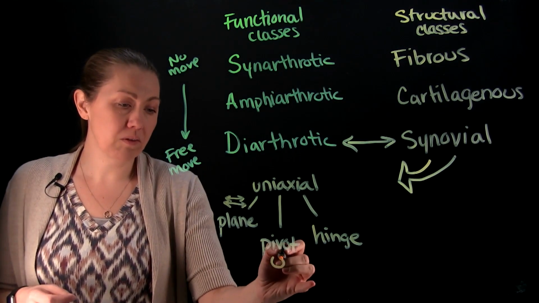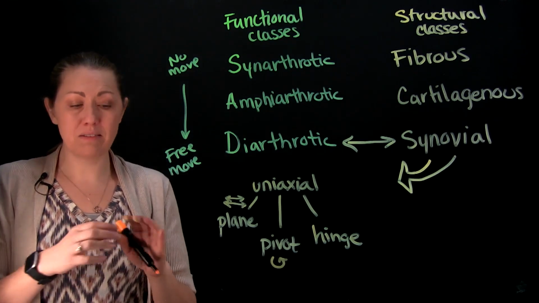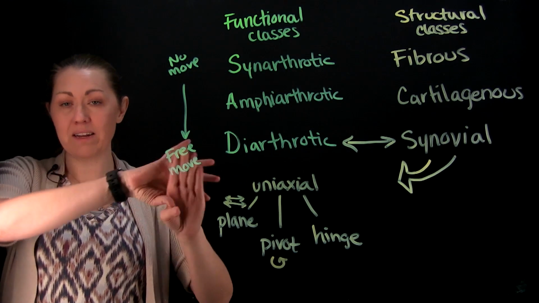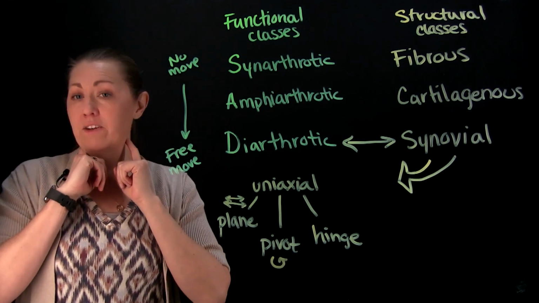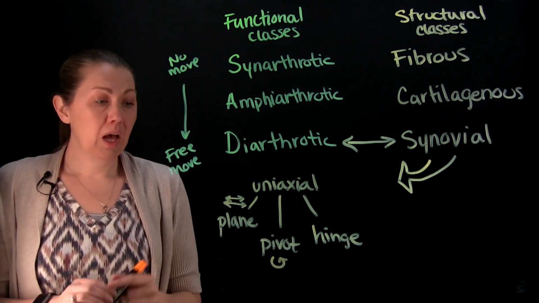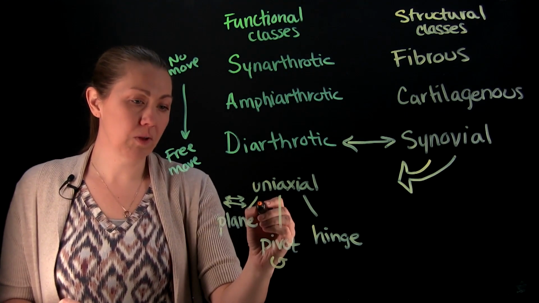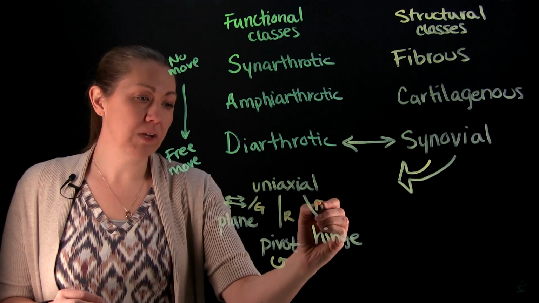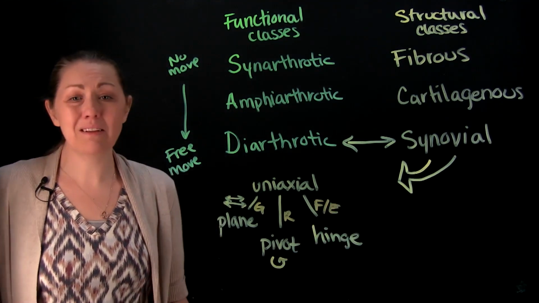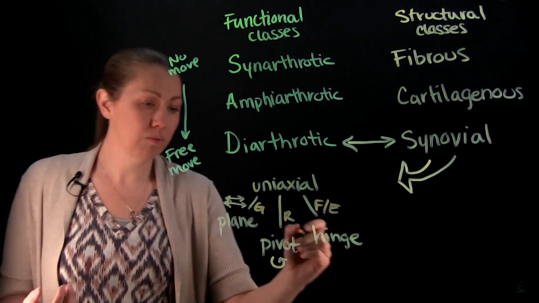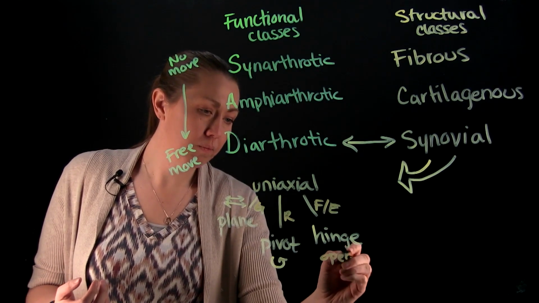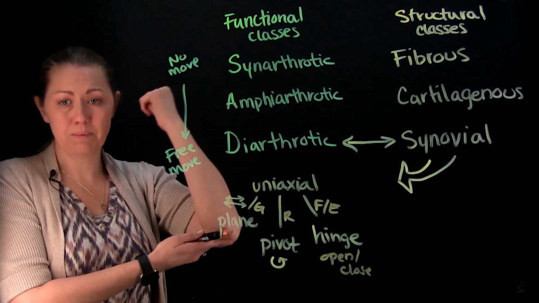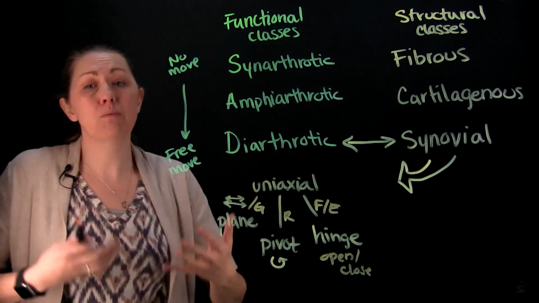A pivot is a twist. So atlas and axis, the dens of the axis sticking up and the atlas wrapping around it, sliding side to side. So it's allowing you to turn your head just like this, like saying no. A hinge, so glides, pivot was a rotate movement. And then over here with the hinge, you can flex and extend. It basically is like a hinge on a door. You can open and close. And that's it. So that would be like the elbow. You can just do this. So again, do the movement, see what you can come up with.